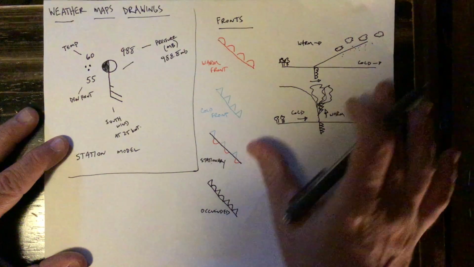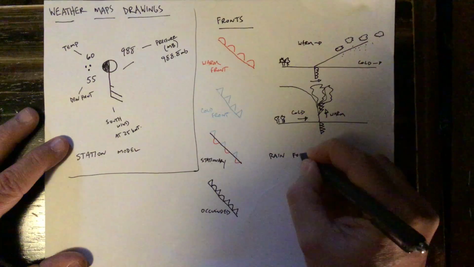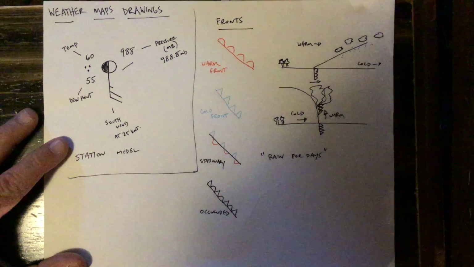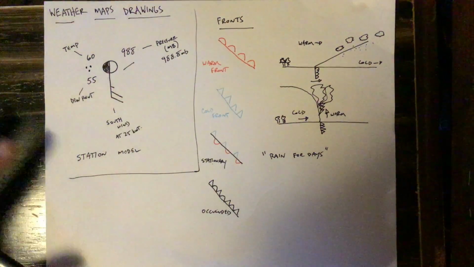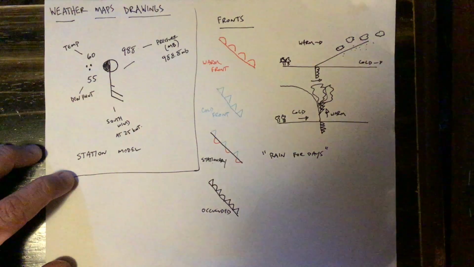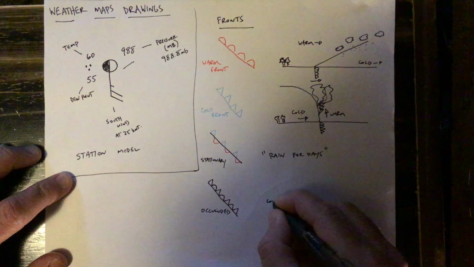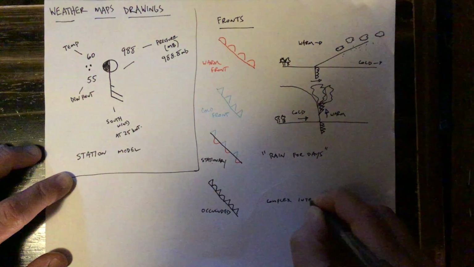Stationary front, we don't need to draw from the side, but you should just remember that it doesn't move. And I think of it as rain for days because it doesn't move. And so in the same location, you have precipitation for a long period of time. And an occluded front is a complex interaction.